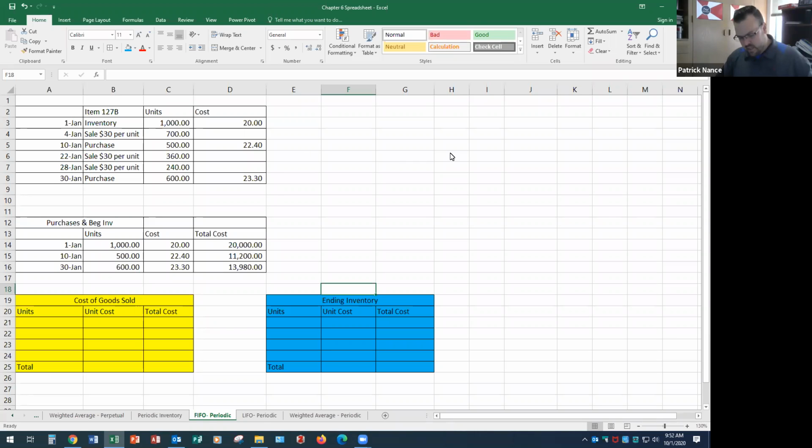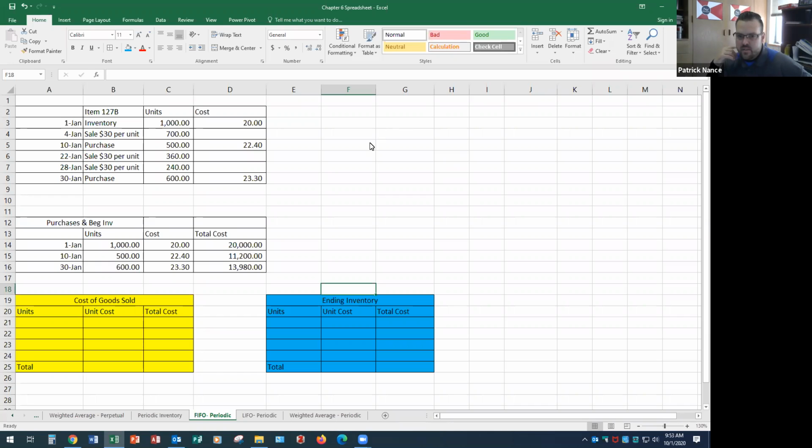Okay, continuing with chapter 6. So now we've done the perpetual method under FIFO, LIFO, and weighted average. Now we're going to look at the periodic method. Remember from the first video, periodic method means that we're only doing this once during a certain period of time. In this case, we're talking about a month.